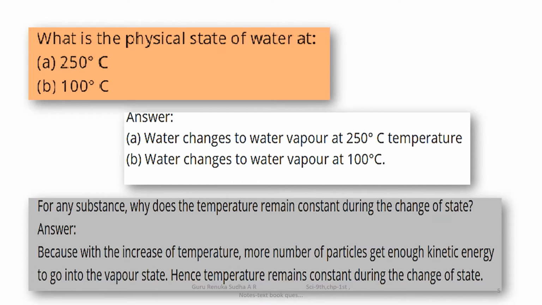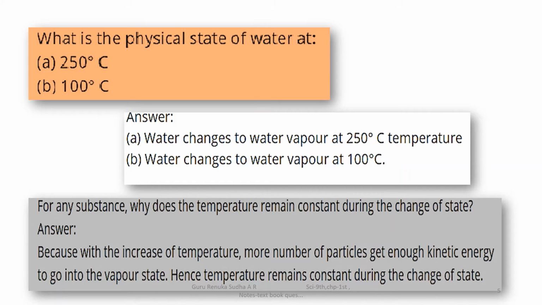That means whatever heat we supply to convert the state, at a particular moment the increase in temperature will stop, and the heat that is being supplied at that time will be absorbed to convert the state.